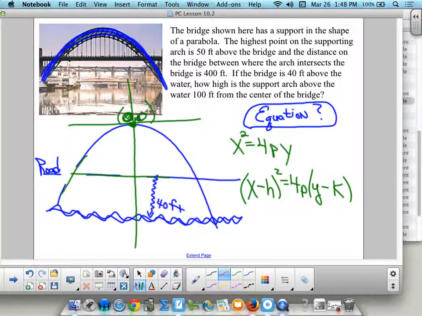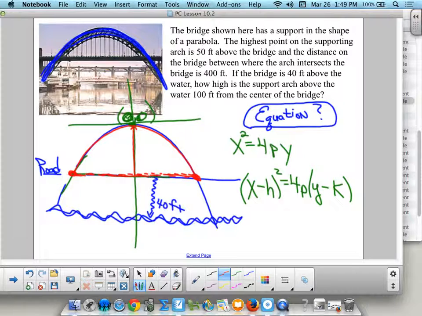Now, if I read this to you, it says the highest point on the supporting arch is 50 feet above the bridge. Above the bridge. Okay, so from here up, that's 50 feet, right? If I keep reading, it says the distance on the bridge between where the arch intersects the bridge is 400 feet. So from here to here, how far? 400 feet this way. That's 400.